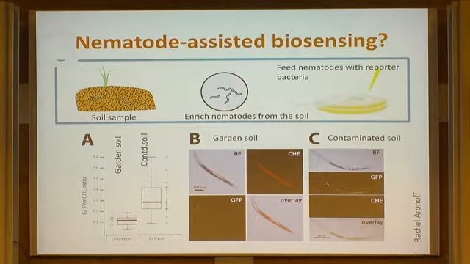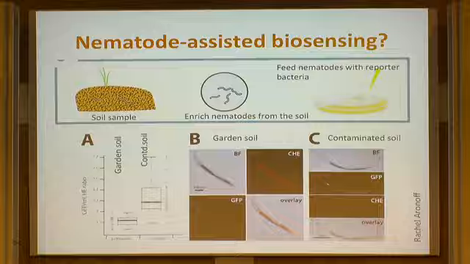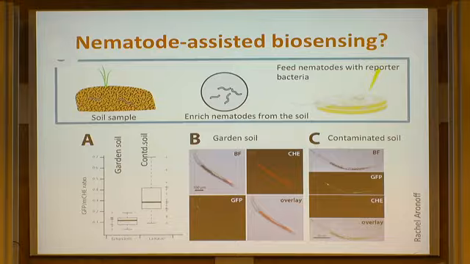Actually, they eat bacteria, so you feed them on bacteria. This is also how you can isolate them. So you can put a soil sample on a plate and then have some bacteria, and if they like those bacteria, they will crawl towards it, start eating them. And if these are reporter bacteria, then you can get a signal of the bacteria inside the gut.